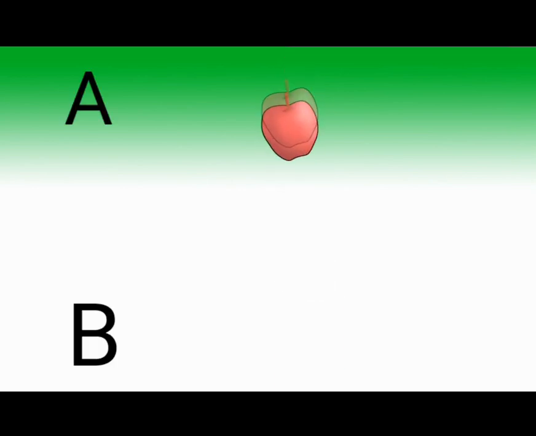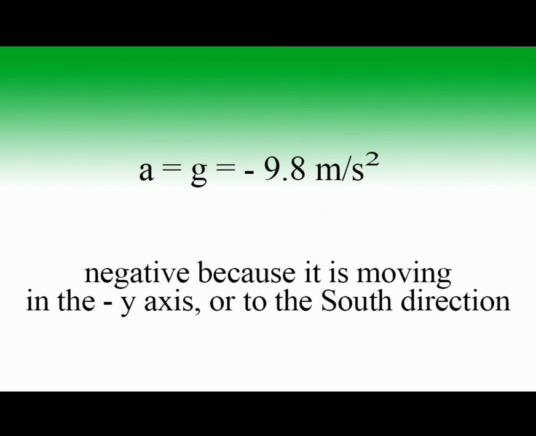Motion in one dimension can also happen in the y-axis, or the north and the south directions. An apple falling from point A to point B is an example of this motion. As it falls, it accelerates at 9.8 meters per second squared, the acceleration due to gravity here on Earth.